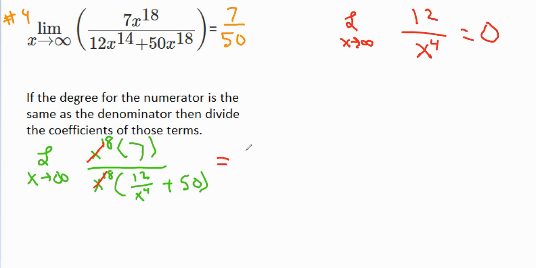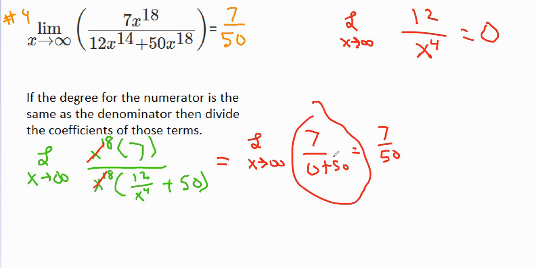So effectively, we're going to have the limit as x approaches positive infinity of 7 over 0 plus 50. And of course, that's just going to be 7 over 50, because the limit of a coefficient, which is what we have right here, is just that coefficient.